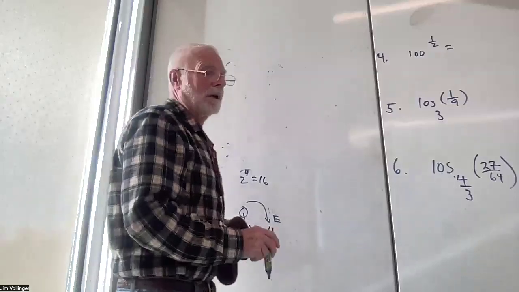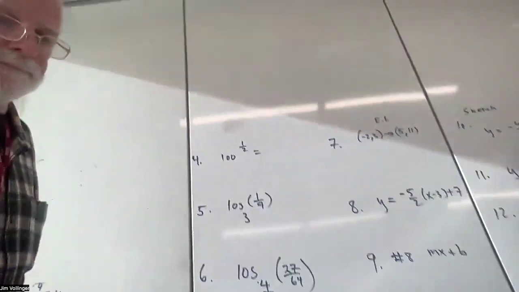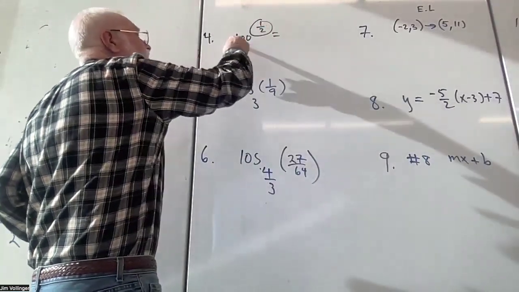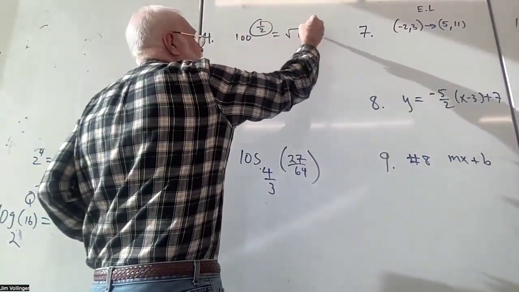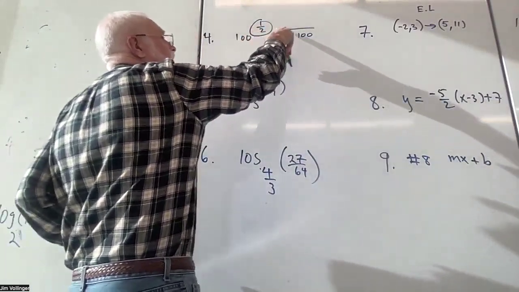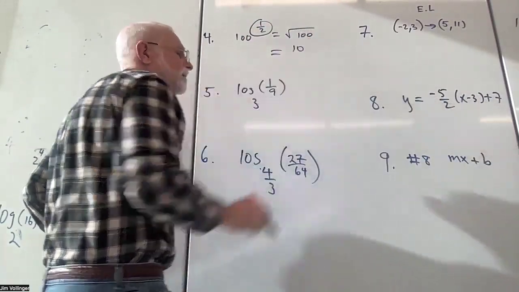All right, so let's continue on. All right, so what's this asking us to do? It's asking me to take the square root of 100. Machines work better with numbers like this than radical symbols like that. So the answer is 10.